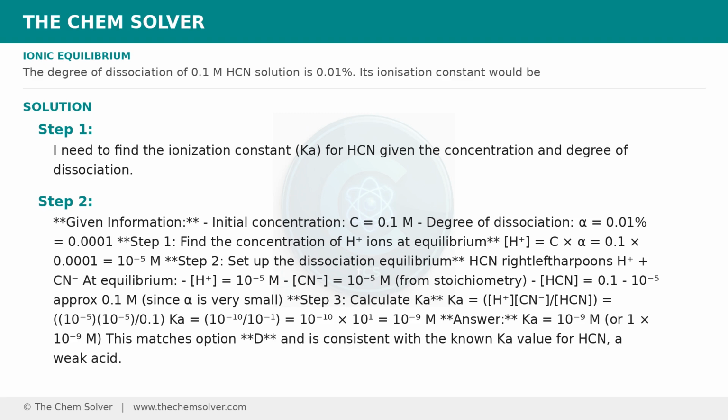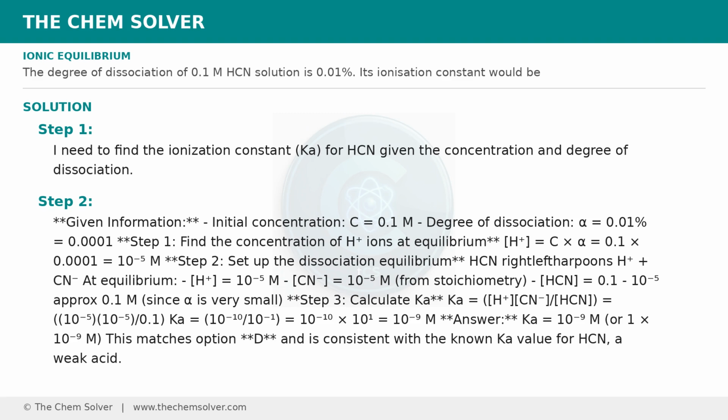Step 3. Calculate Ka. Ka equals H+ times CN- over HCN, equals 10^-5 times 10^-5 over 0.1. Ka equals 10^-10 over 10^-1, equals 10^-10 times 10^1, equals 10^-9 M.